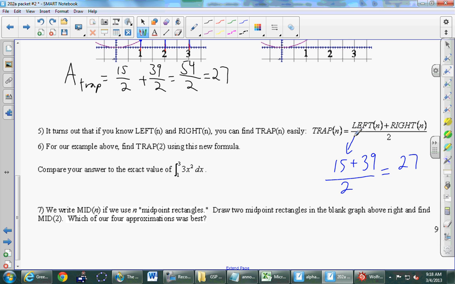Okay, which of the 3, left, right, and trap, was the best at estimating the right answer, which was 26? Trapezoid. It was pretty close. You got 27 instead of 26, and we only used 2 trapezoids. If we used 10, we'd be quite accurate. Maggie.